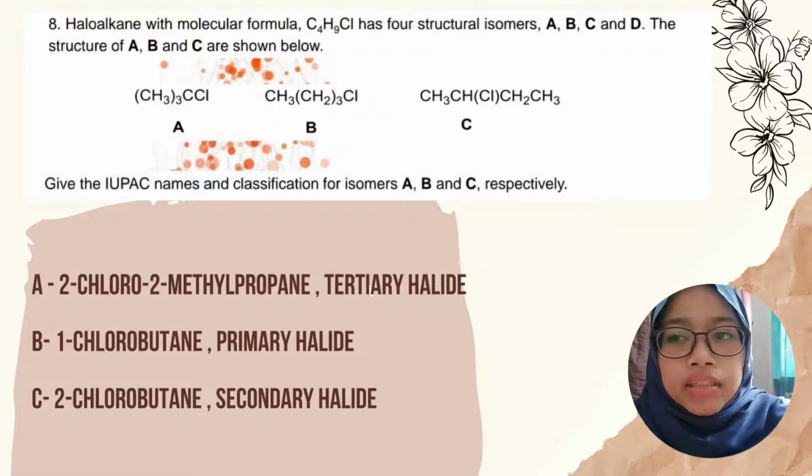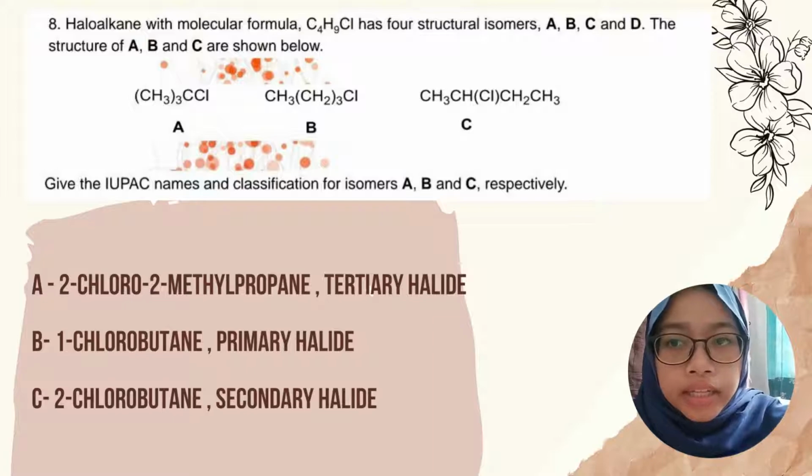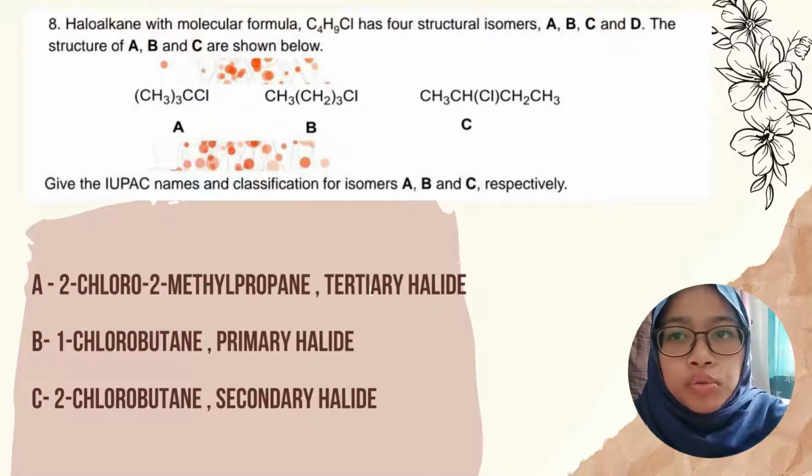For A, the answer is 2-chloro-2-methylpropane, which is tertiary halide. For B, 1-chlorobutane, which is primary halide, and for C, 2-chlorobutane, which is secondary halide.